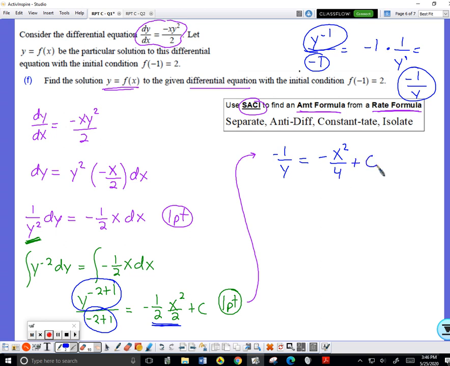So we plug in the initial condition. Replace the y with a set of parentheses and a 2, that's the y value, equals negative 1/4. Replace the x with the x value of negative 1.